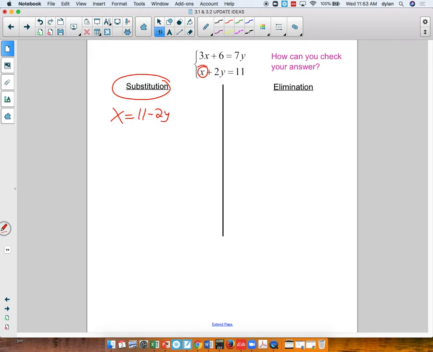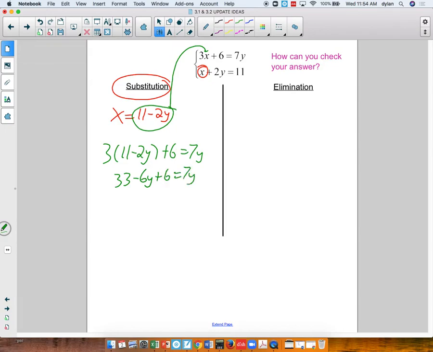And once we do that, we can then just take that 11 minus 2y and plug it into the top equation for x. So we have 3 times (11 minus 2y) plus 6 equals 7y. Now we just need to simplify and solve this problem. So we have 33 minus 6y plus 6 equals 7y, which also tells us that 39 equals 13y. And when we do the division, we end up with y equals 3.